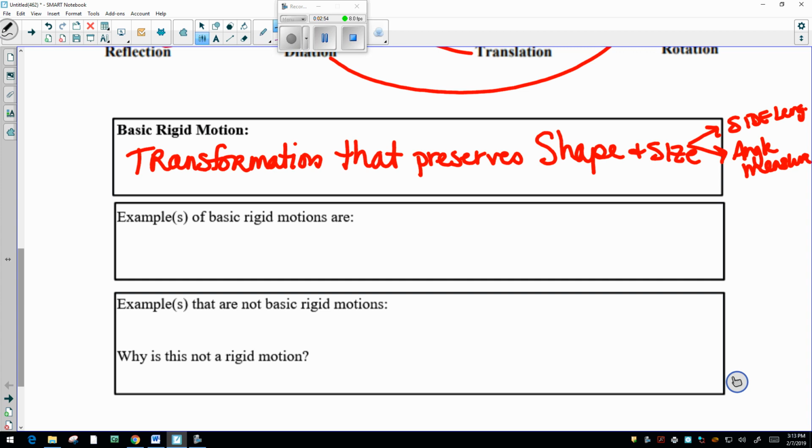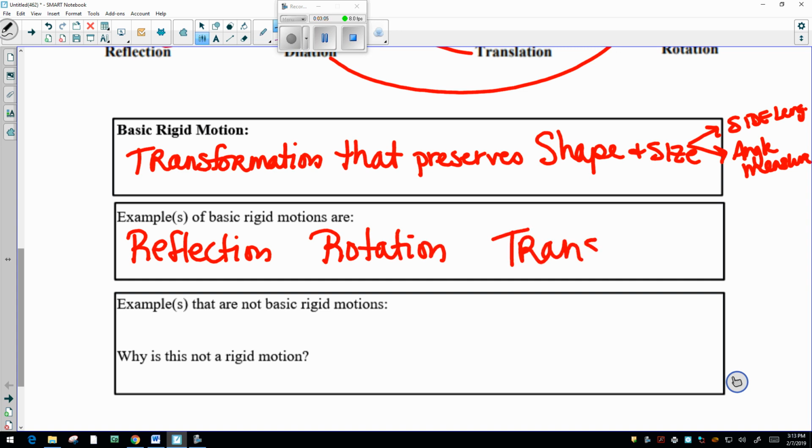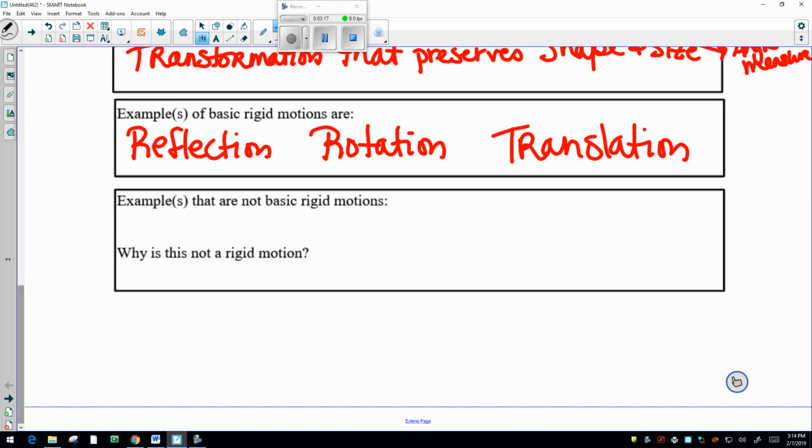So examples that we have here, we have our reflection, we have a rotation, and then we also have our translation. So those 3 are our 3 major examples of basic rigid motions. Doesn't change the size, doesn't change the shape. Now an example that's not a rigid motion would be our dilation. And our reason is because it changes our size.